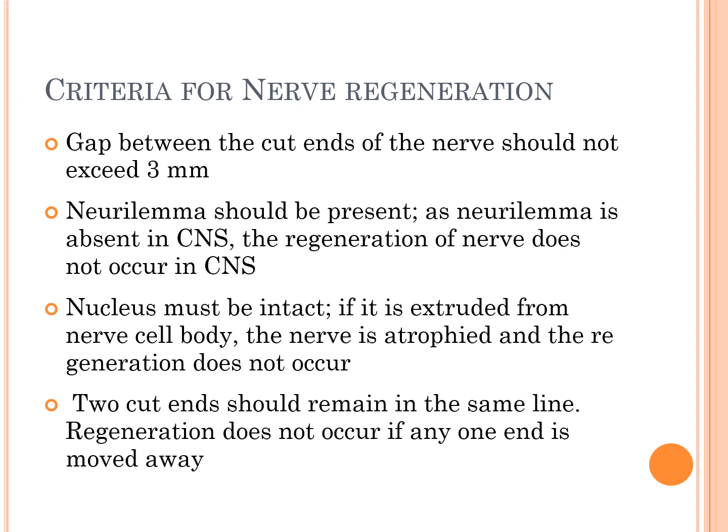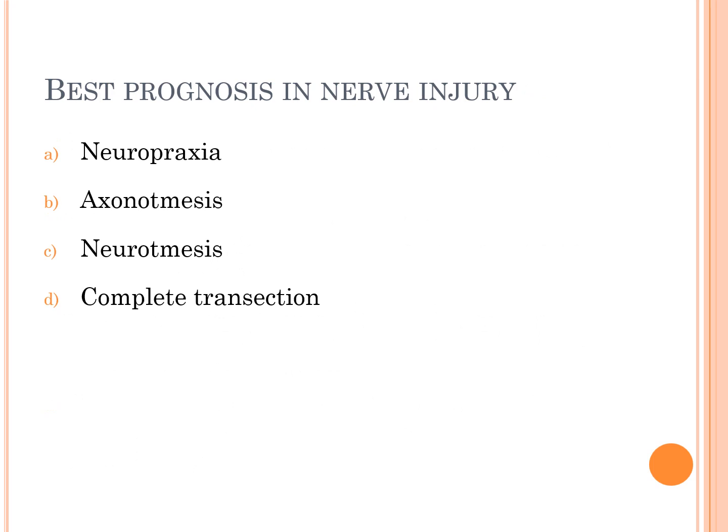There are some other criteria: the gap between both cut ends should be less than 3 millimeters and the neurolemma should be present, only then the regeneration is possible. And the nucleus must also be intact, only then the regeneration will occur, and the two cut ends should remain in the same line, otherwise regeneration will not occur. So all these are some of the criteria for nerve regeneration. So now we'll come to the MCQ session.